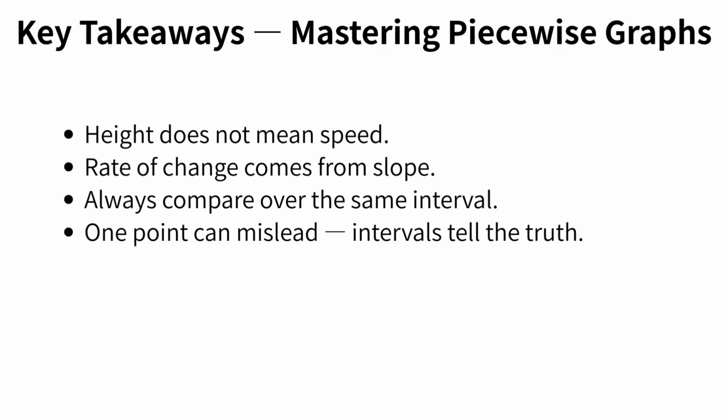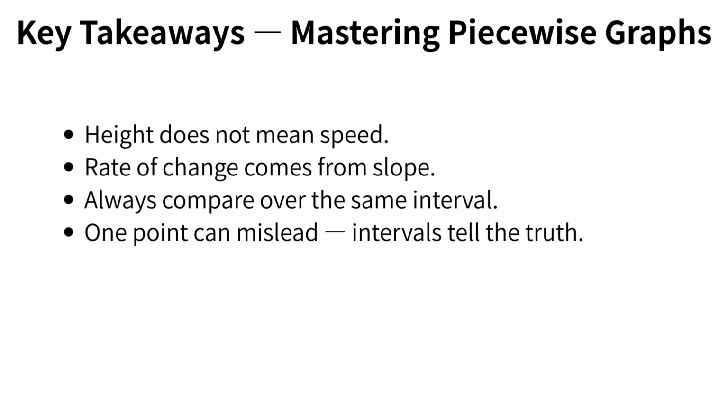Let's take a final moment to lock in how to think about piecewise graphs on the SAT. Throughout this lesson, you've seen the same mistake come up again and again. Students look at where the graph is high and assume that means it's changing faster. But height is just position. It tells you where the value is, not how fast it's moving. Speed, growth, and rate all come from one place: the slope.